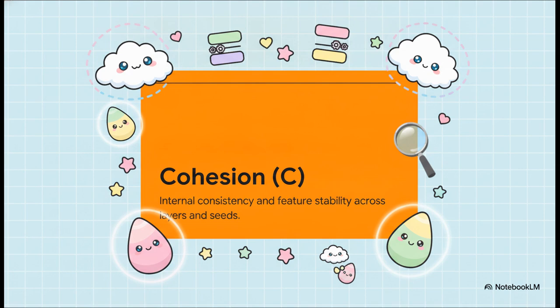Then we have C for cohesion, and this one is absolutely vital. Remember that quicksand problem we just talked about? Cohesion directly tackles that seed instability issue by tracking internal consistency. It measures whether features actually hold together across different layers of the neural network and, critically, across independent training seeds. Simply put, if a feature vanishes the second you change the random seed, it's got low cohesion.